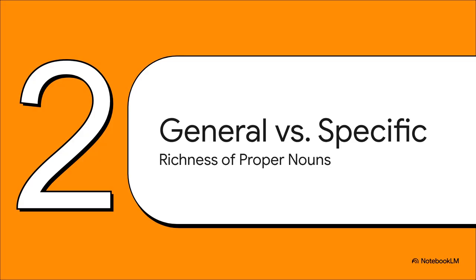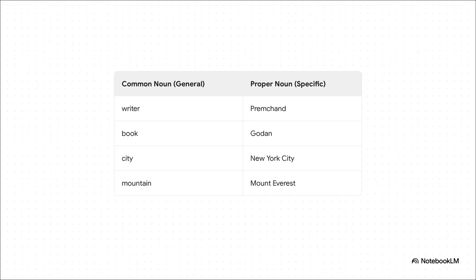Okay, building on that, let's dig into a really key distinction that gives our language its richness and color. And that's the difference between being general and being specific. And you can see the contrast so clearly here. On the left, we've got common nouns. These are just general categories. But on the right, you've got proper nouns, and these give us a unique, specific identity. It's not just any writer, it's Premchand. Not just any city, it's New York City. And that capital letter is your big clue telling you, hey, this one's special.